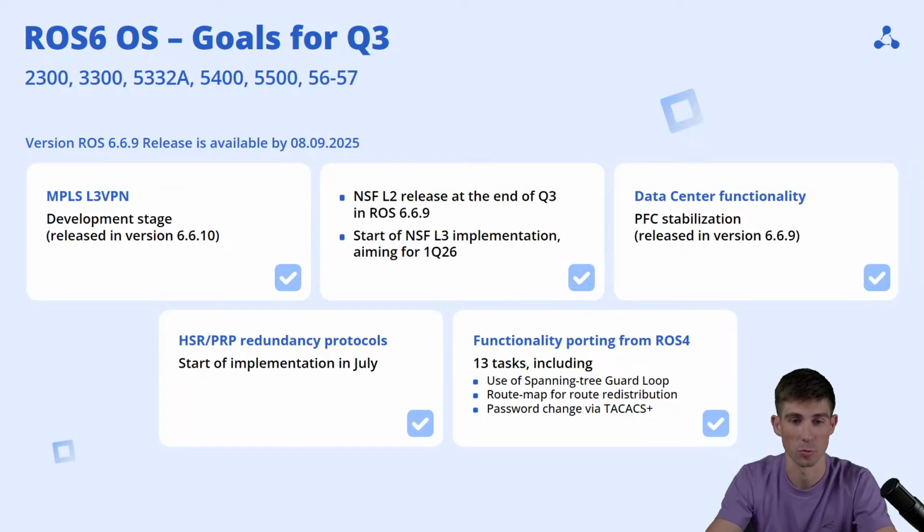functionality is planned to be ported from ROS 4 to ROS 6. There are about 13 tasks. They are all of medium importance, but you may find some of this suitable for your needs. If you are in the situation that you see some of the functionality available in the older models that has not yet made its way to the newer ROS 6 operating system, please let us know, and we may be able to prioritize porting that functionality in the new operating system.